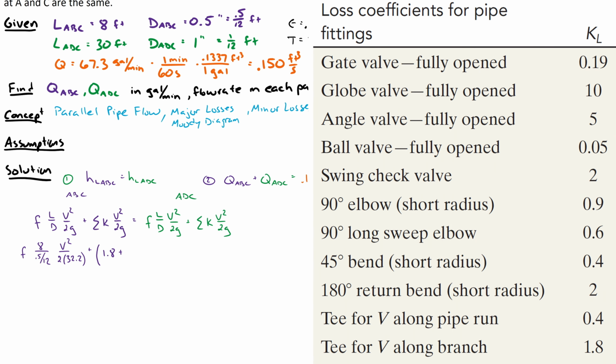So looking at my table, I'm gonna grab 0.9 for the 90-degree angles. And for the T-joints, if you're just going straight through the T-joint, that would be the straight run, the 0.4. But if you're going through the 90-degree angle part of the T-joint, that's this value 1.8.